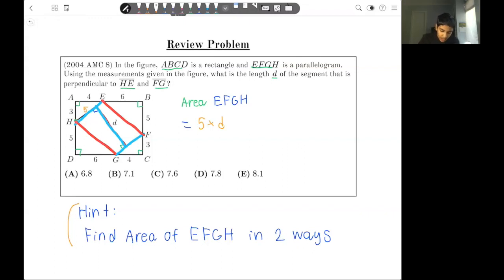And then how else can we calculate the area of this parallelogram, by information that we know? So now we have this D, and it's going to be equal to something else. Now we know the area. So now how can we find the rest of the areas? Well, a really easy way to do this is to find the area of each of these triangles.